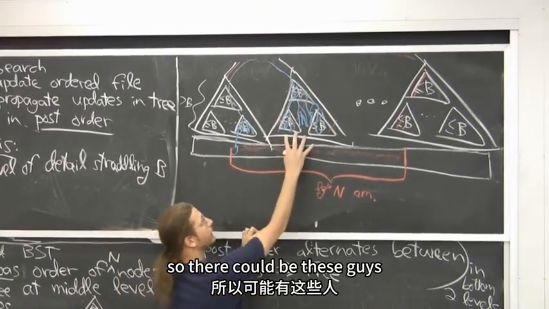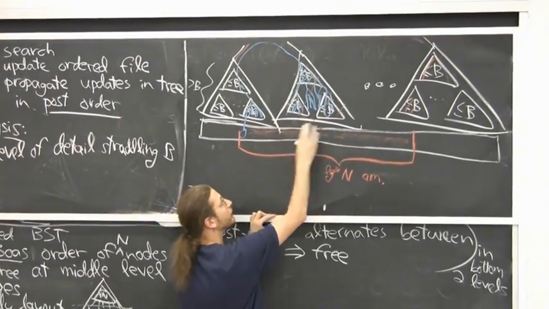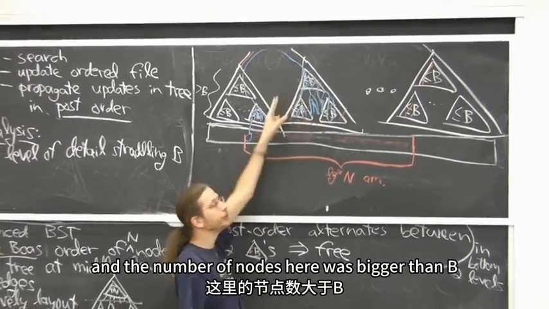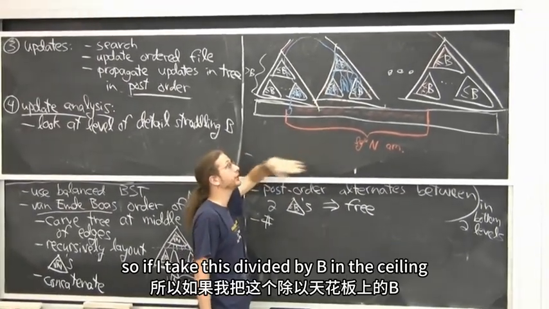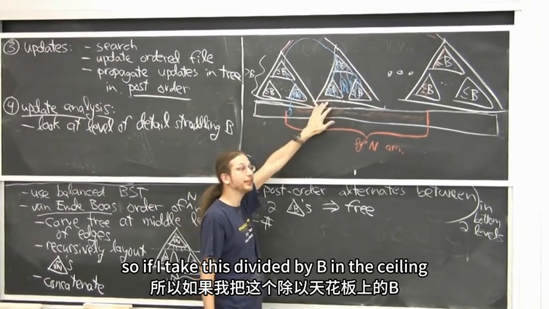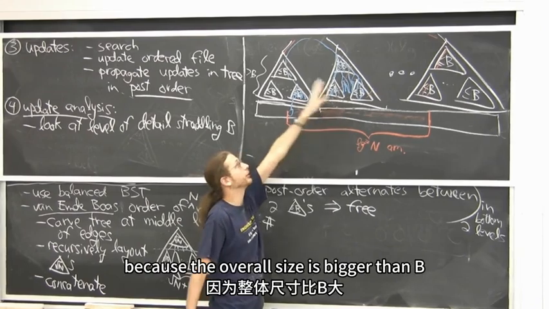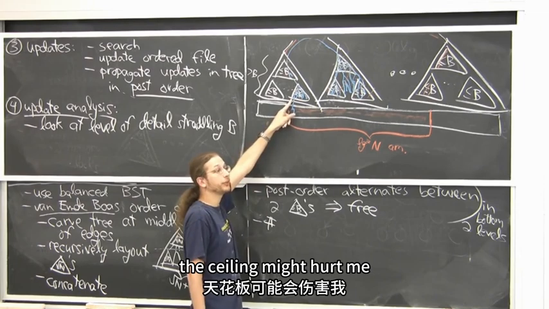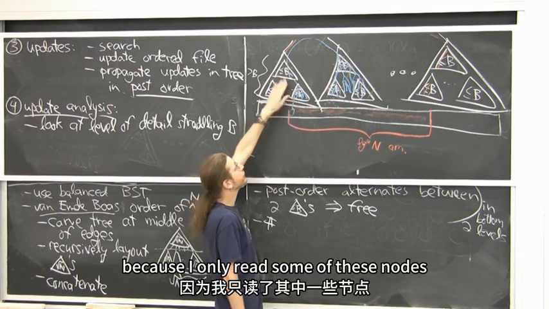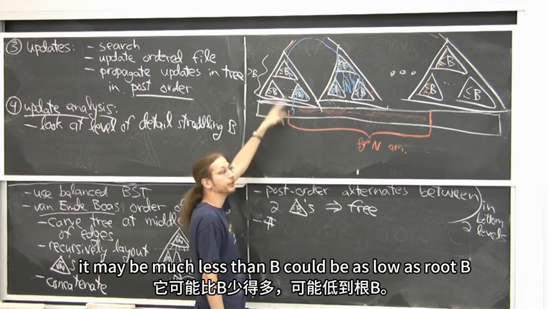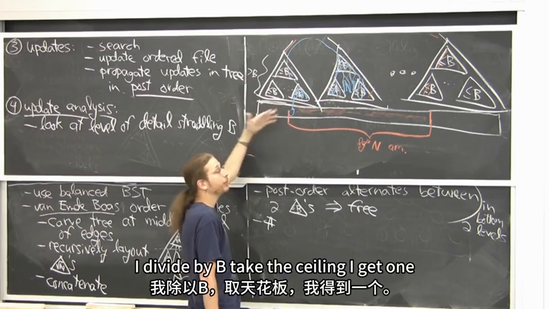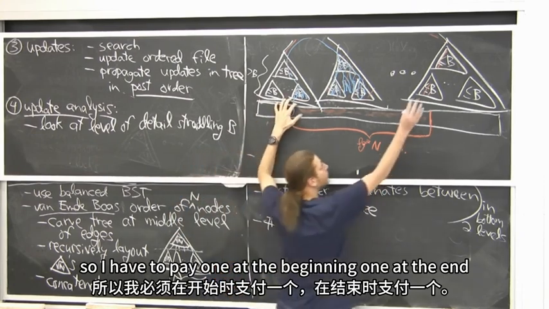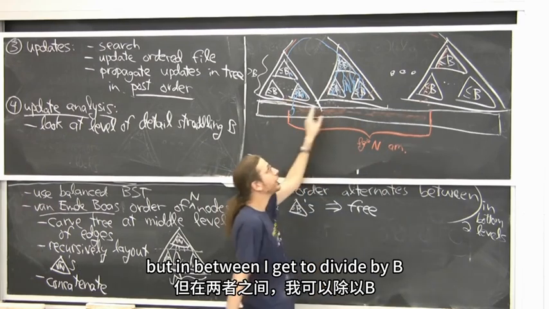So there could be these guys. These guys are good because I'm touching all these nodes, and the number of nodes here was bigger than b. So if I take this divided by b, the ceiling doesn't hurt me because the overall size is bigger than b. These guys have to be a little bit careful. Here the ceiling might hurt me because I only read some of these nodes. It may be much less than b. It could be as low as root b. I divide by b, take the ceiling, I get 1. So I have to pay 1 at the beginning, 1 at the end, but in between, I get to divide by b.